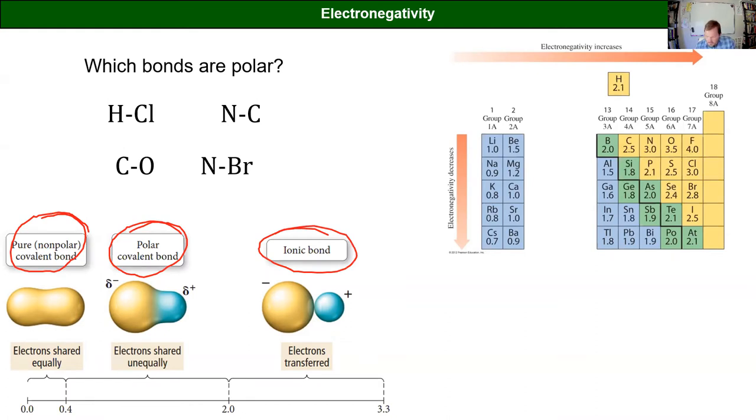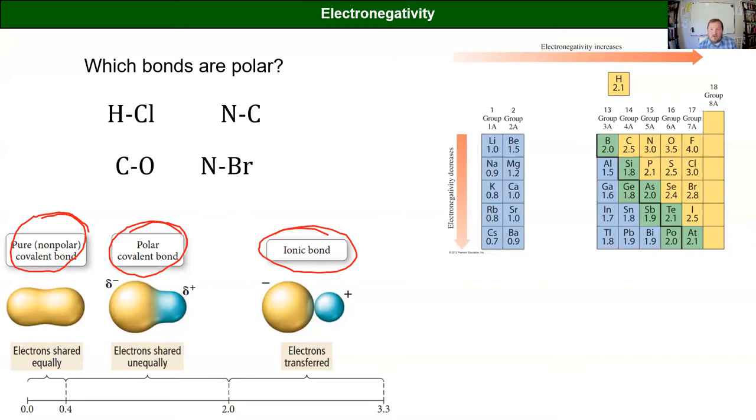And this 0.4 distinction between a pure covalent bond or non-polar covalent bond and a polar covalent bond is a little bit arbitrary. Any difference in electronegativity means you're going to have at least a little bit of an uneven sharing between the two atoms. But that 0.4 is sort of our distinction. If it's a larger difference than 0.4, we call it a polar bond.